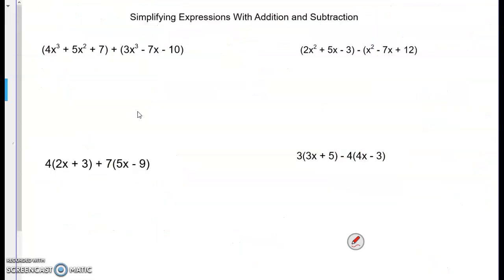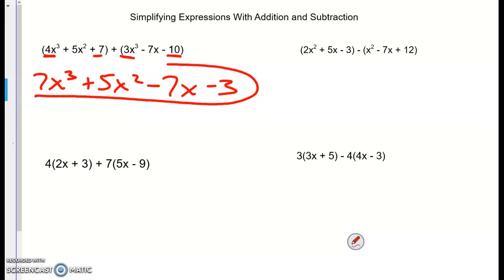So in this case here, we got to combine like terms. I'm combining my x cubes. 4x cubed and 3x cubed is 7x cubed. My x squared, there's nothing to combine it with. You can't combine an x squared with an x or an x cubed. So if there's nothing to combine it with, you just leave it. There's nothing to combine with that negative 7x, so I just leave it. 7 and negative 10 combine to be negative 3, and that's my answer.